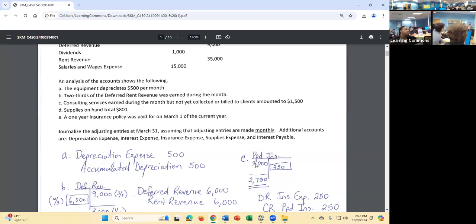But we've got earned revenue of $1,500, but we've done the work. But we haven't collected yet or billed the clients. That's accounts receivable. Because if we've done the work, we need to eventually collect it. And if we're not collecting it now, we need to keep track of that. So it's going to go to accounts receivable, or AR, for $1,500. How did we do on that one? Any questions?